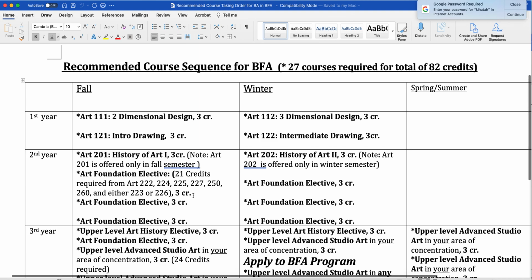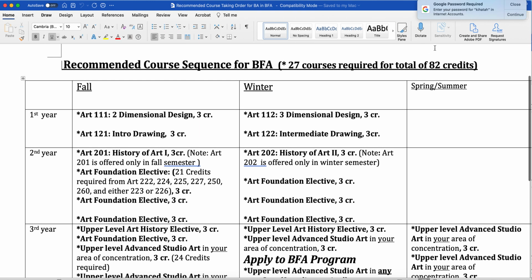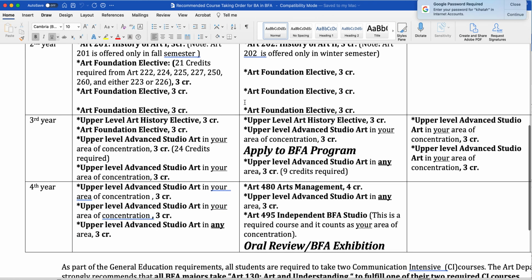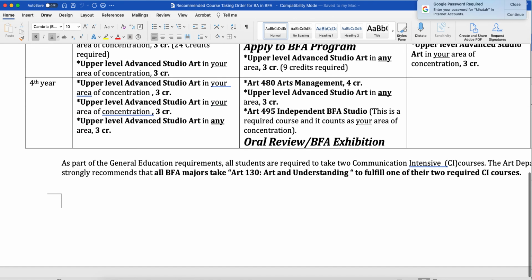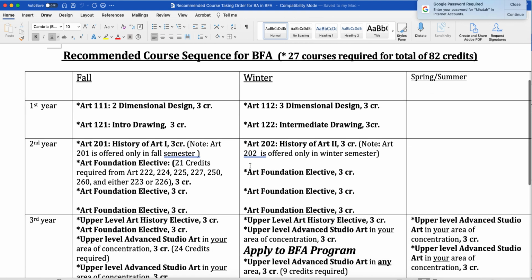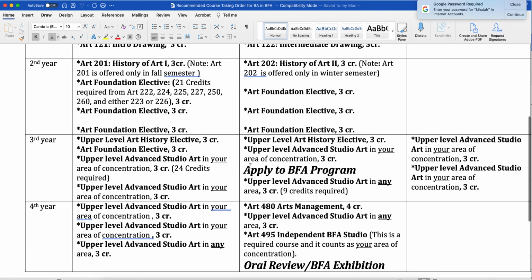This is 82 credits. That means you don't need any minor. You only have one major, one degree, Bachelor of Fine Art, and no other minor requirement. And I cannot tell you the importance of sticking to the schedule as tight as you can if you're thinking you want to graduate in 4 years.